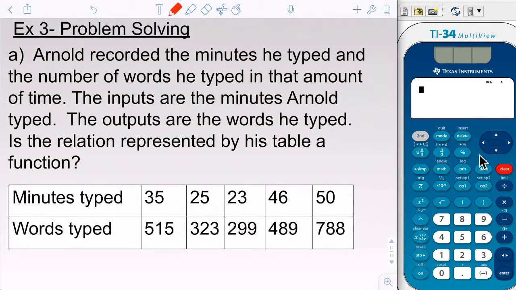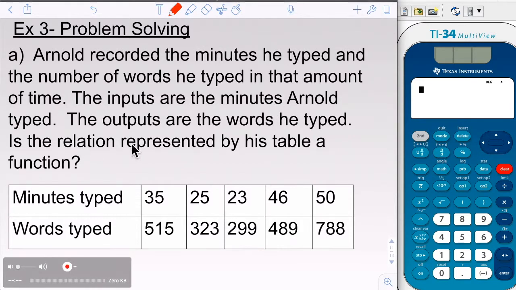All right, a little bit of problem solving. So it says Arnold recorded the minutes he typed and the number of words he typed in that amount of time. The inputs are the minutes Arnold typed and the outputs are the words he typed. Is the relation represented by the table a function? So is this a function, yes or no?